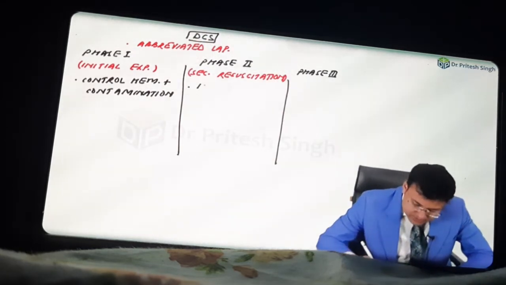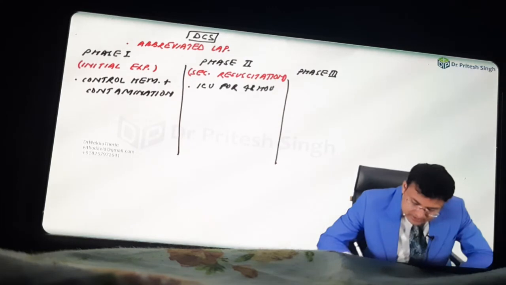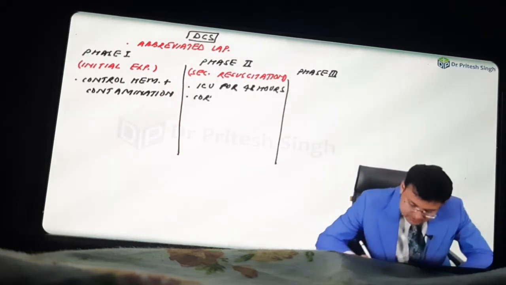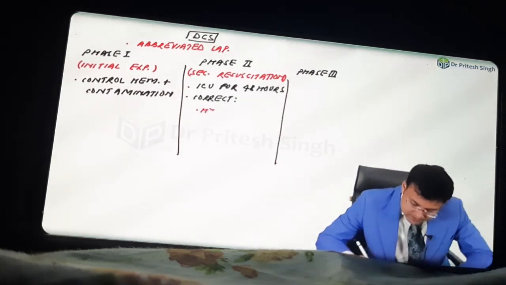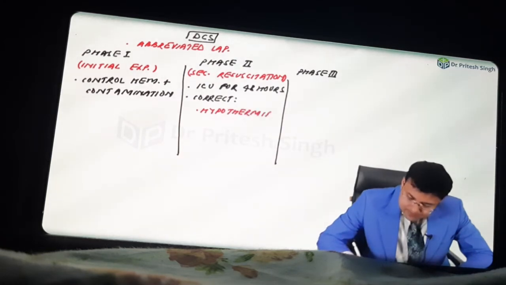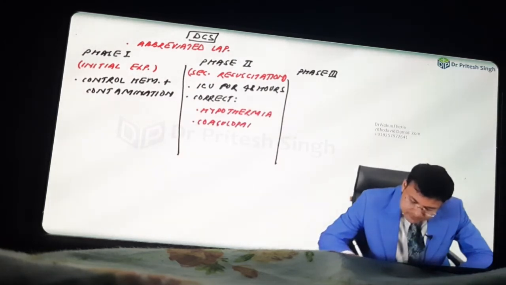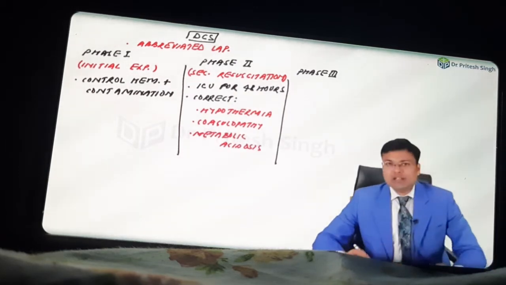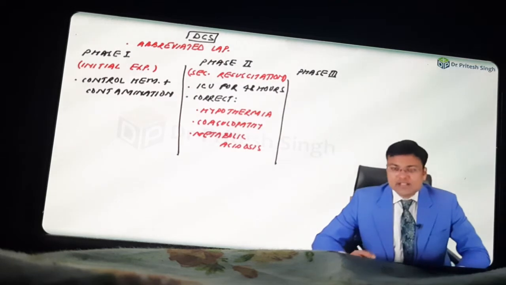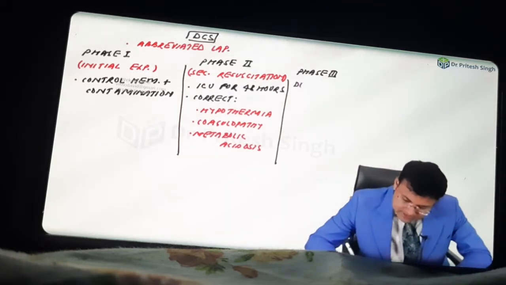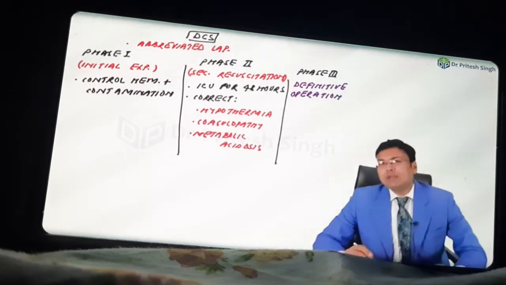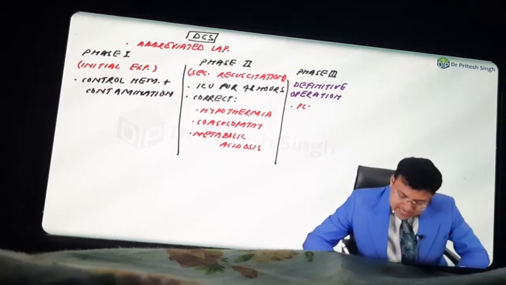Here, shift the patient to ICU for 48 hours. Correct? Hypothermia, coagulopathy, and metabolic acidosis. After correction of these three conditions, or after secondary resuscitation, we are going for phase 3. And this phase 3 is definitive operation. So here we perform the planned re-exploration and there is definitive repair.